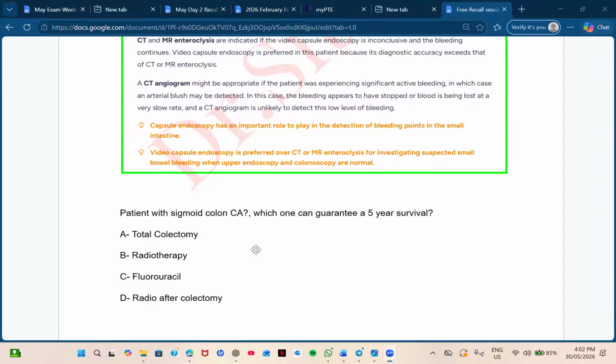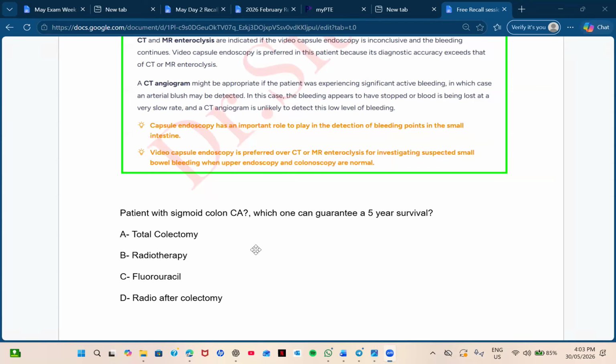Hi, doctors. So what about fluorouracil? Fluorouracil, why not that? It is also for the advanced disease, right? It can be neoadjuvant, like we just discussed. So my point is, if you have the curative therapy on one hand, why are you thinking about other things? If you have the curative therapy, then you can do it. That guarantees 5 years survival, even more than 5 years. Because of that, the best answer is total colectomy, right?